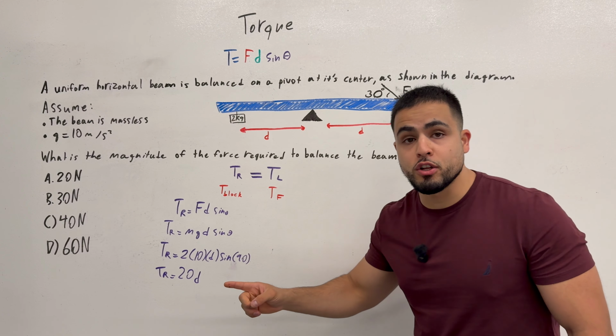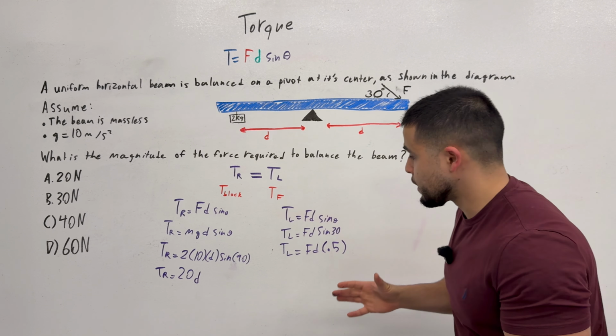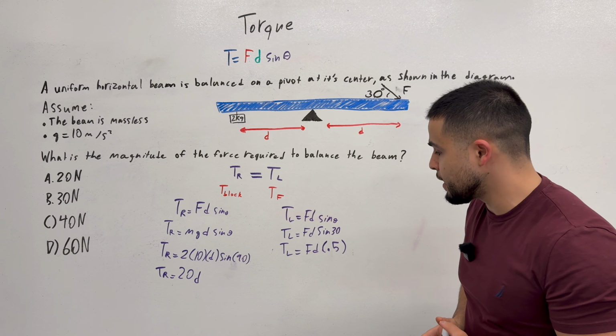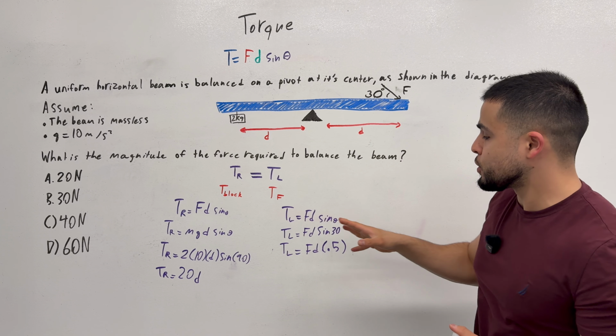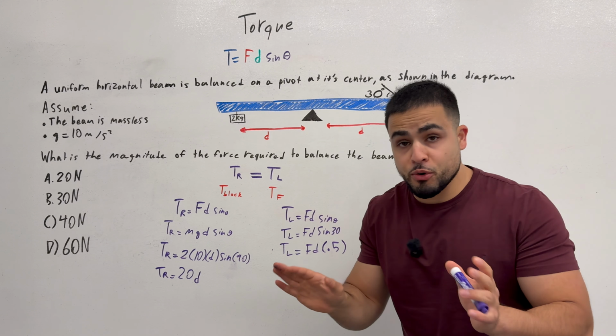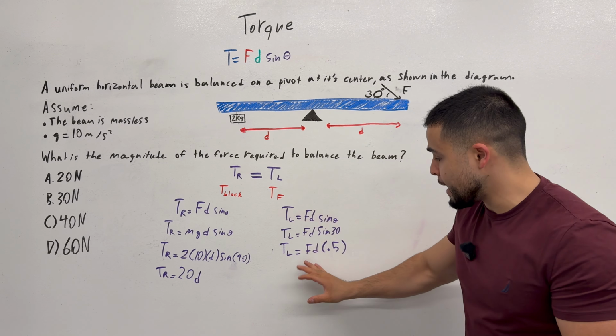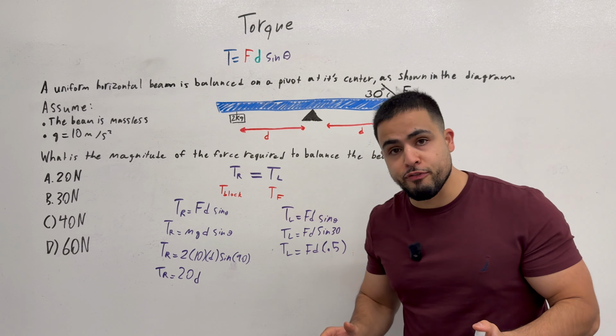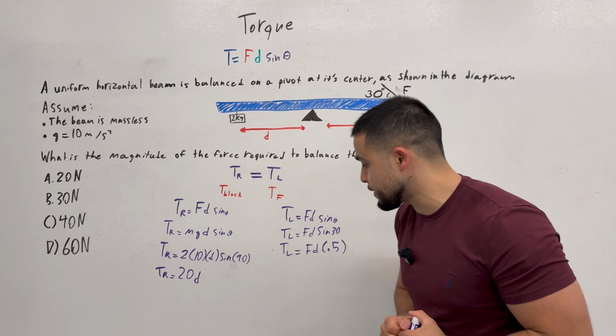All right, so now let's move on to the left-sided torque. Okay, so again, the left-sided torque, FD times sine theta. Theta here is 30, so FD sine 30. I don't know F or D, so I'm going to leave them as is. Sine 30 is 0.5. Memorize that because we don't get a calculator on the MCAT.